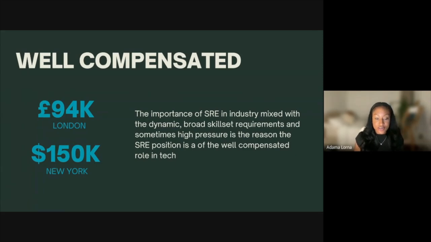These are just the averages for, I want to say an entry level, but like a mid-level SRE: £94,000 in London, 150,000 in New York. And it scales up quite a lot. The more senior you become, whether you're a senior SRE or a lead SRE, the money can increase quite a lot.